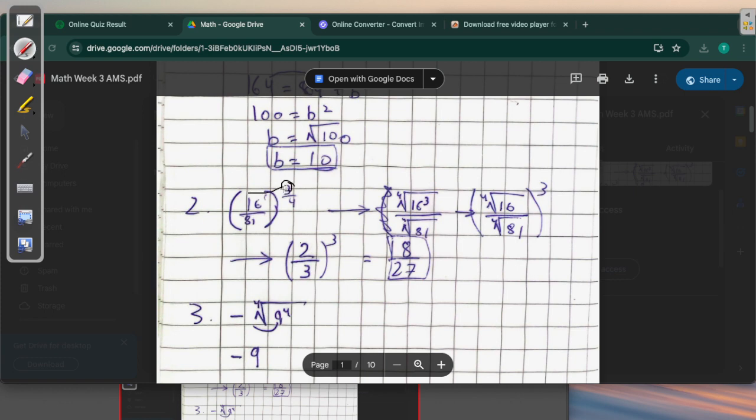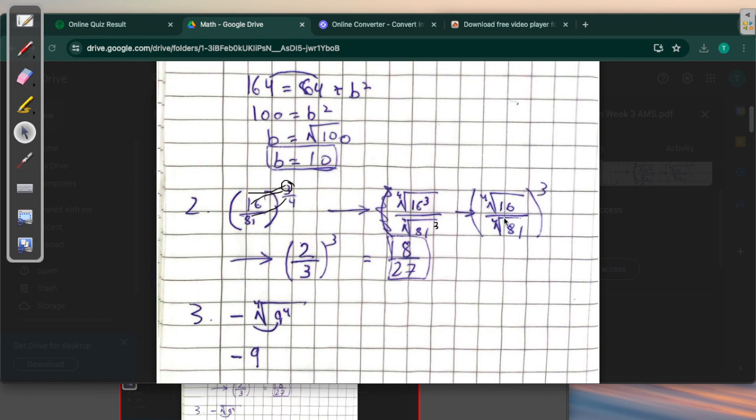So 16 will distribute this by this and this by this. Obviously the fraction as a whole, I'm not distributing 16 by 3 and 81 by 4. So this would be the fourth root of 16 cubed and the fourth root of 81 cubed. Of course this is missing a cube. Now if you could, this would just expand into this. It would simplify, and then you just simplify 16 to the fourth root and 81 to the fourth root.